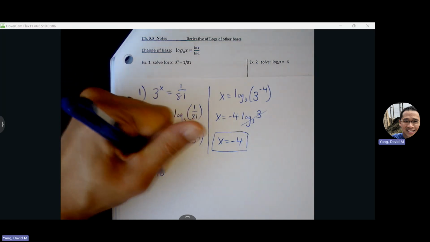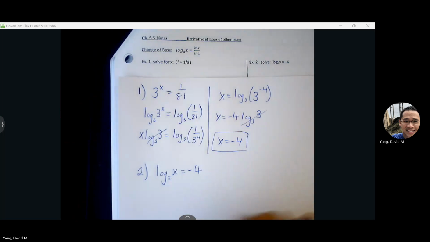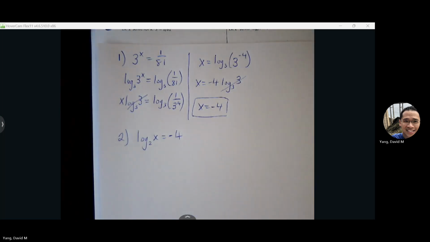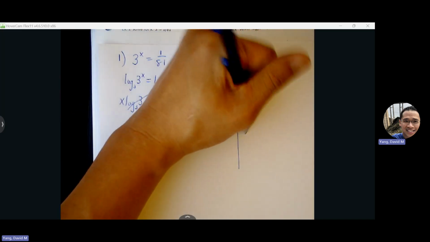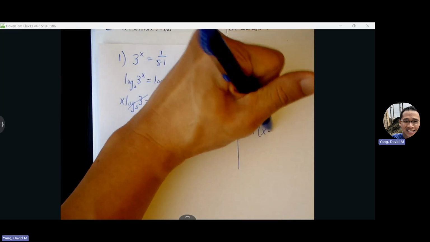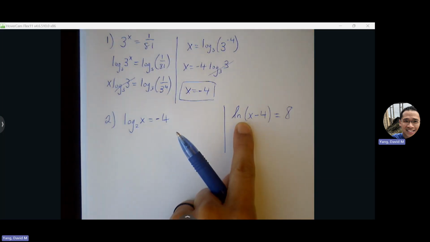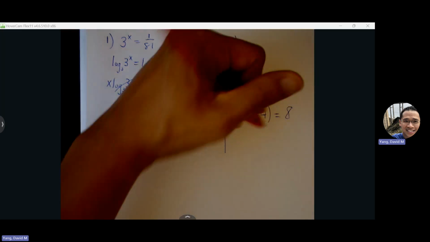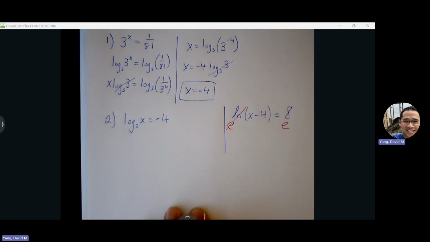Number 2. Yesterday, we did a problem similar to this. Yesterday, it was maybe a problem like this: natural log of x minus 4 is equal to 8, right? We know this is log base e. If I want to undo natural log, I can involve the exponential function base e, raise both sides with e as the base, and that cancels out.